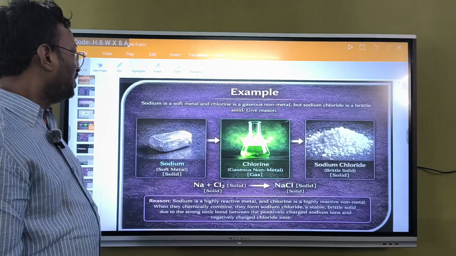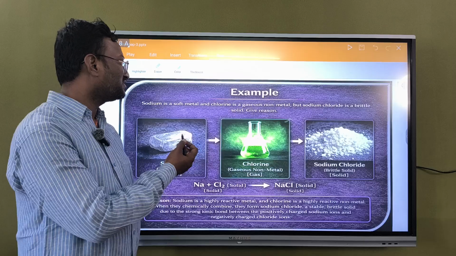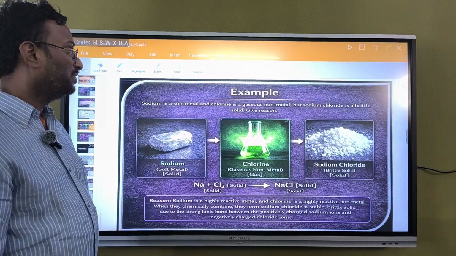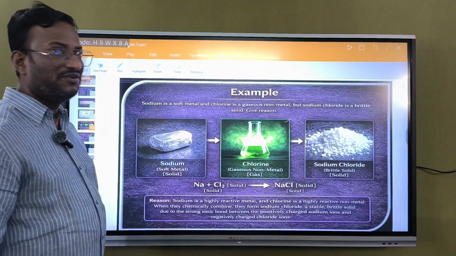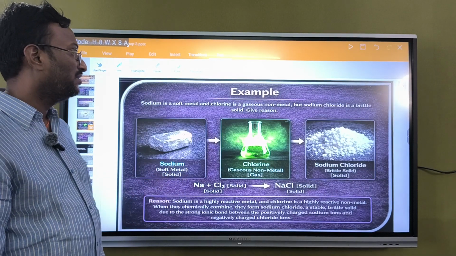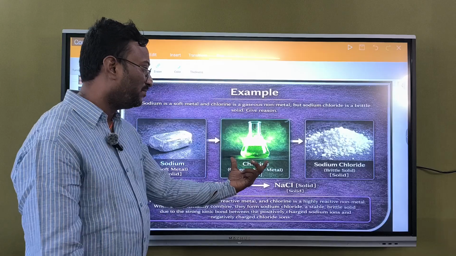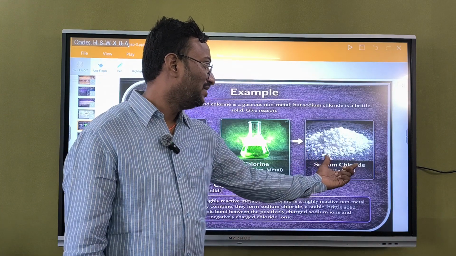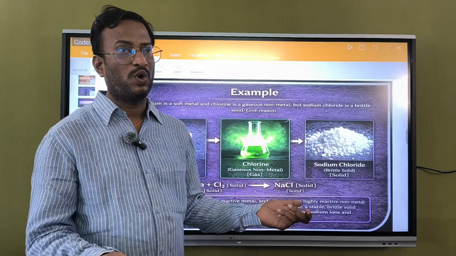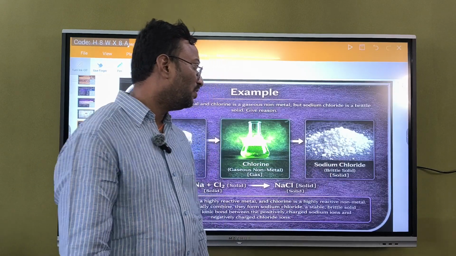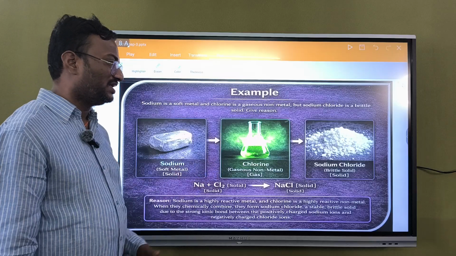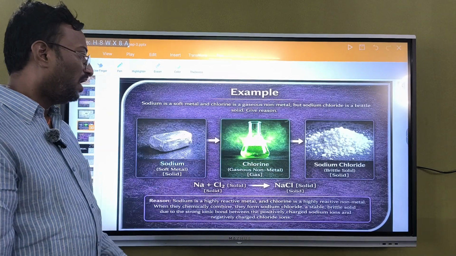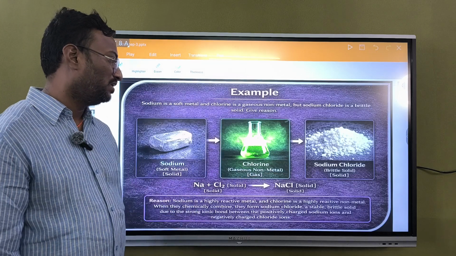Next thing, sodium is a soft metal. See children, here is a beautiful example. Sodium is a soft metal which is in solid state at room temperature, and chlorine is a gaseous non-metal. But sodium chloride is a brittle solid. Brittle means which can be broken. Brittle solid. So give the reason. So what is the reason? Na plus Cl2 gives rise to NaCl and it will also be solid.